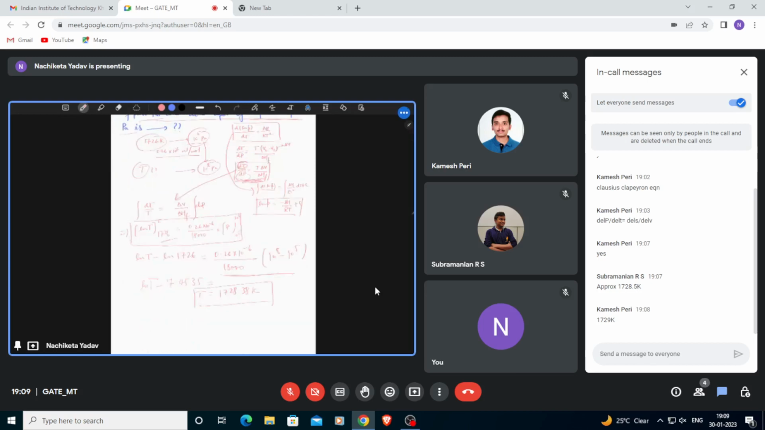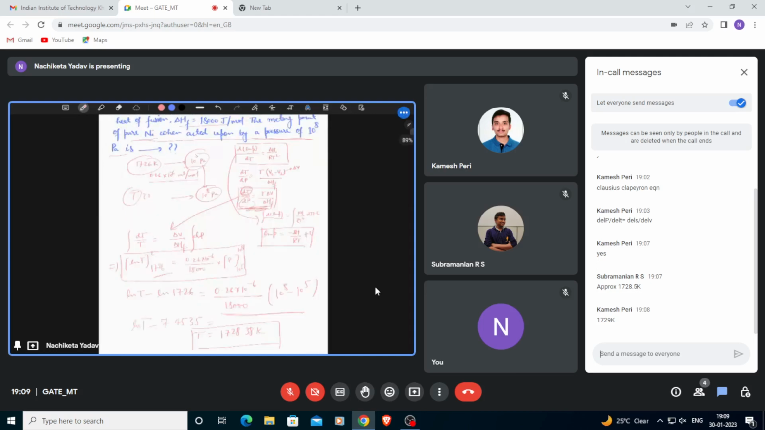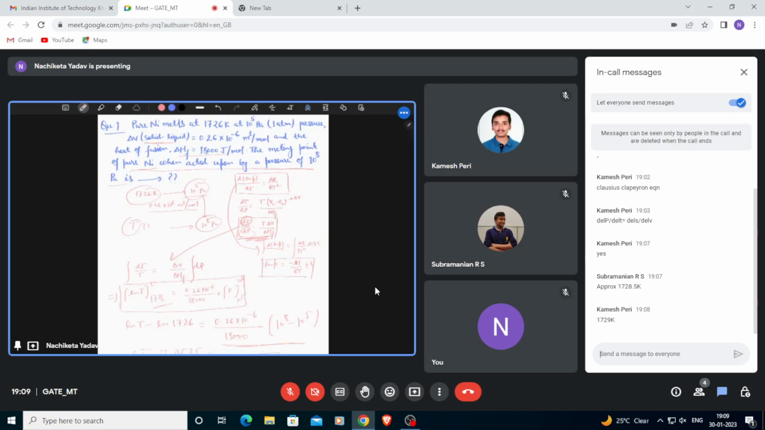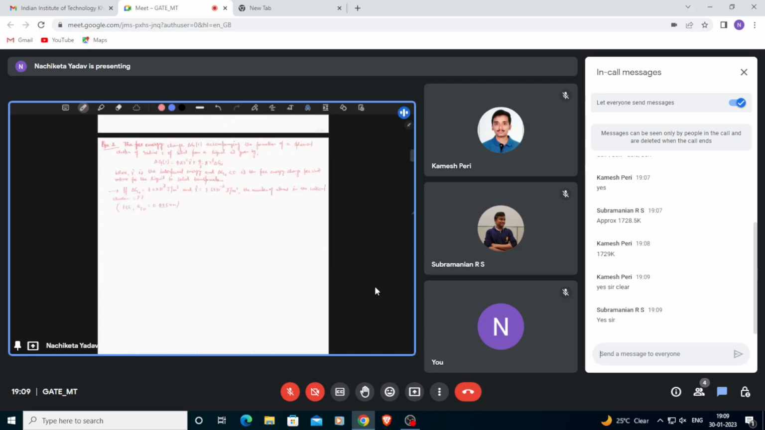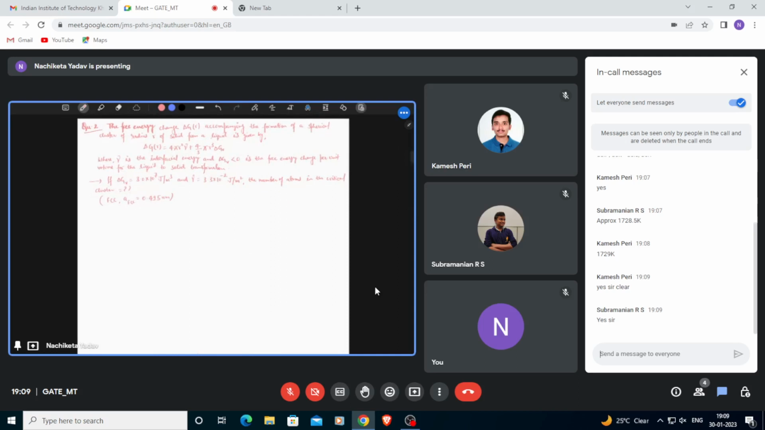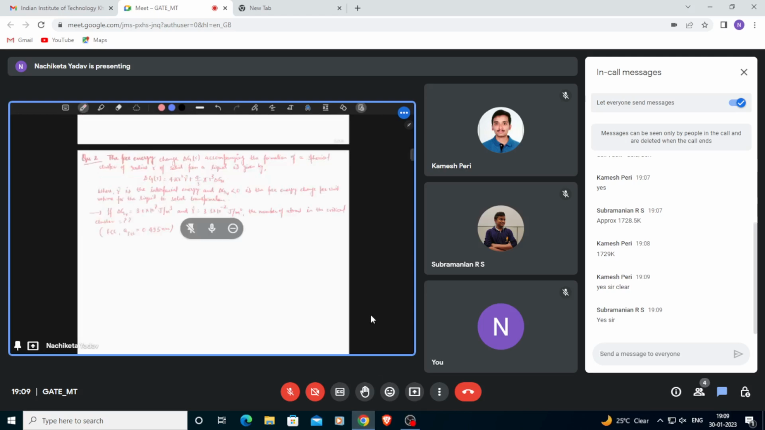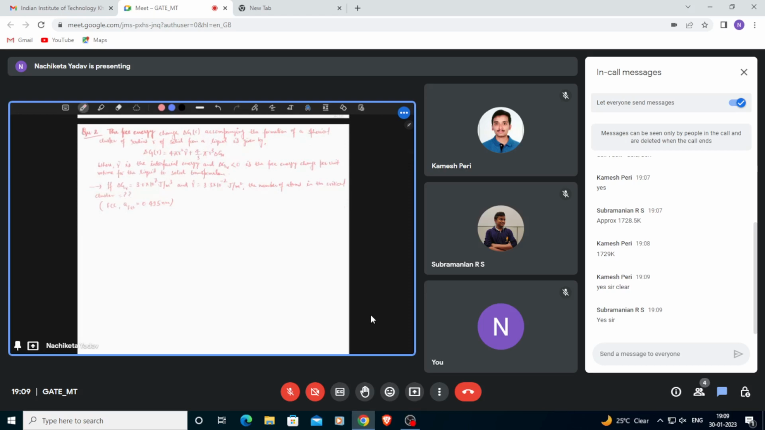Okay, 1729. Is it okay? You try to rearrange this, you will get many questions based on this one. If you integrate it, you will find some different equation. Okay, try this second question. Based on the Clausius Clapeyron equation, you will find this in ten years of questions. You will find 3 to 4 questions, so you try to check all.